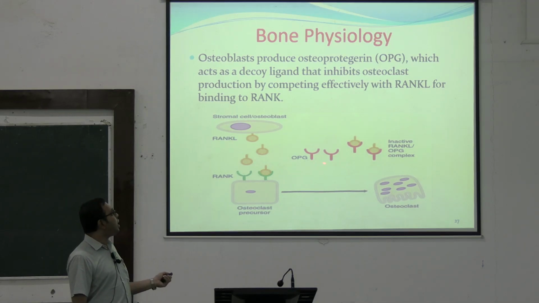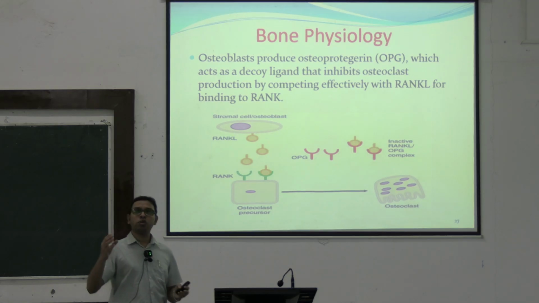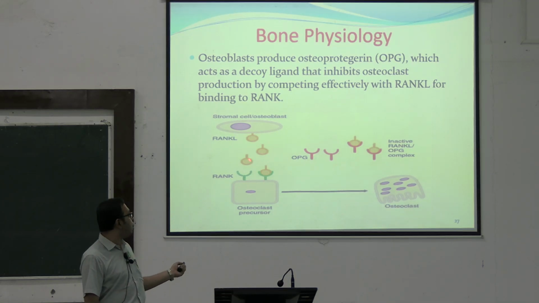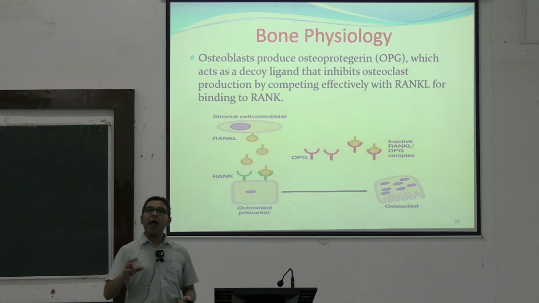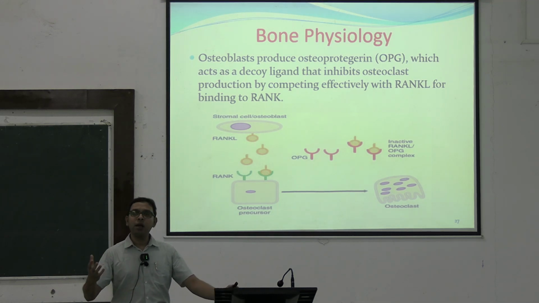These are the decoy ligands. So when we do not need bone resorption, osteoprotegerin usually attaches to the RANK ligand, and there will be no activation of the osteoclast cells. When we need bone resorption, the osteoprotegerin is removed, the osteoblast cells come near the osteoclast cells, and then there will be binding of the RANK with the RANK ligand.